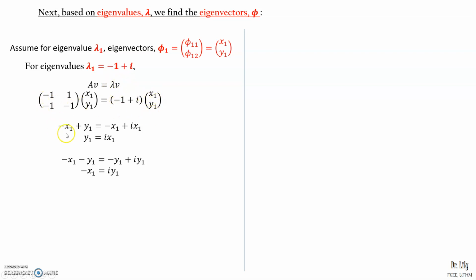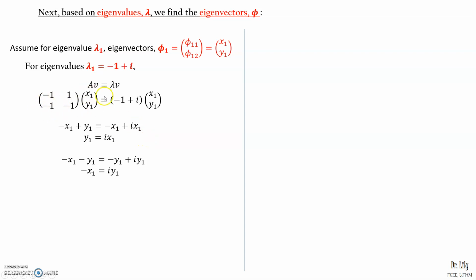Okay, and then kita kembangkan persamaan untuk row yang pertama dan row yang kedua. Untuk row yang pertama, negatif 1 multiply with X1, you dapat negatif X1, plus 1 multiply with Y1, you dapat Y1, sama juga dengan negatif 1 tambah i multiply dengan X1, so you dapat negatif X1 tambah iX1. Okay, so kita permudahkan persamaan kita. Negatif X1 dan negatif X1 you boleh cancel. So last kali you just tinggal dengan Y1 equal to iX1. Okay, so ini untuk persamaan row yang pertama.